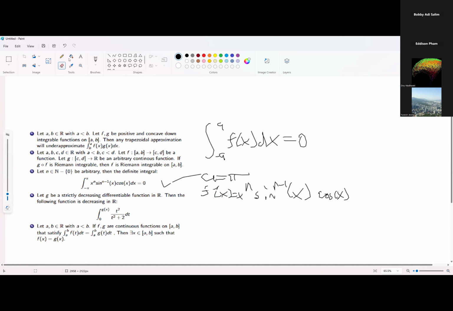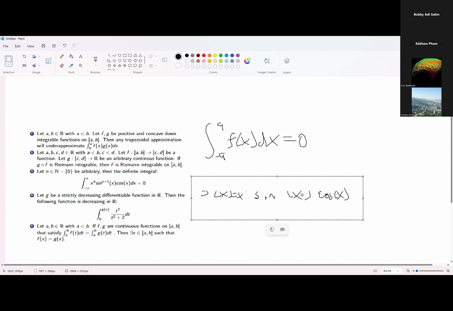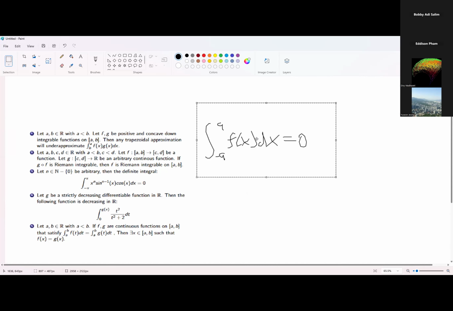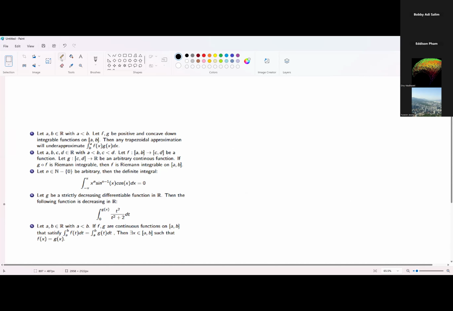All right. Next question. Can anyone tell me if the next question is true or false? Let g be a strictly decreasing differentiable function in R. Then the following function is decreasing in R. Can anyone tell me? Actually, true. Can you explain how you got your answer? Just explain to me what's the major thing you used to determine it. Take the derivative of the function using FTOC2. Exactly. If the derivative is less than 0, it's decreasing.